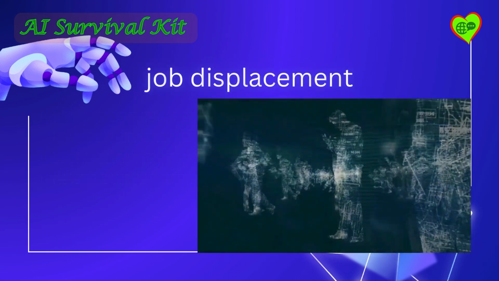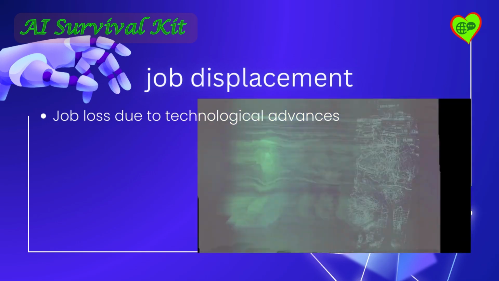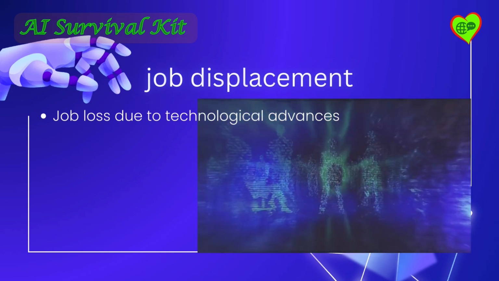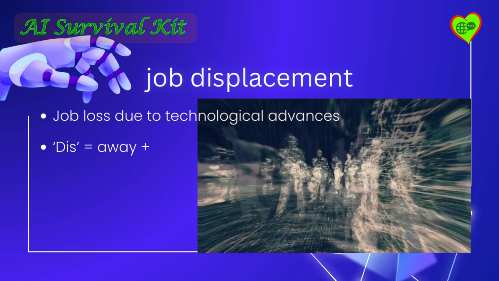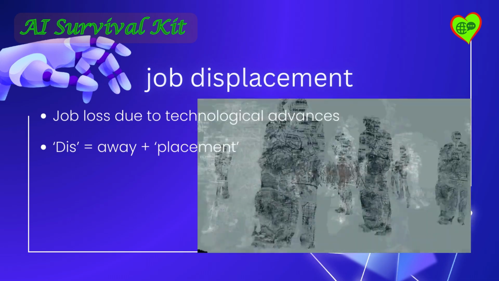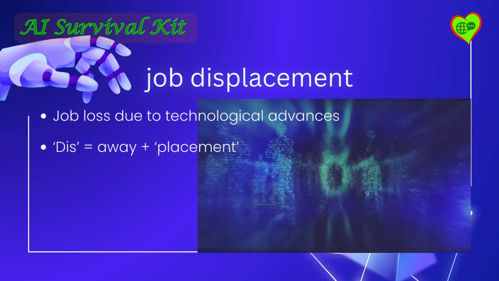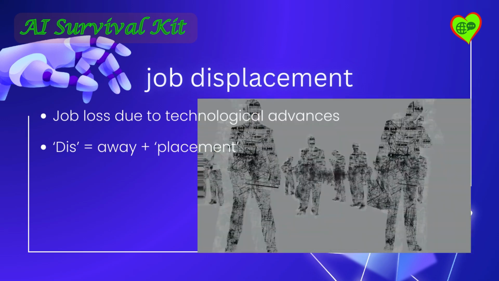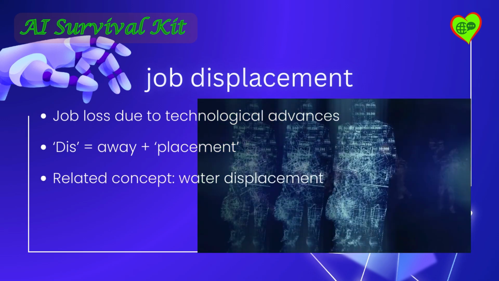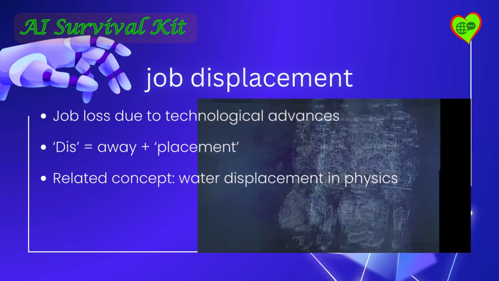The second term is job displacement, which refers to job loss due to technological advances in the AI context. The word displacement is formed by dis, meaning away, and placement. Together, it implies that jobs are pushed away or replaced from their original place. A similar usage is the concept of water displacement in physics.